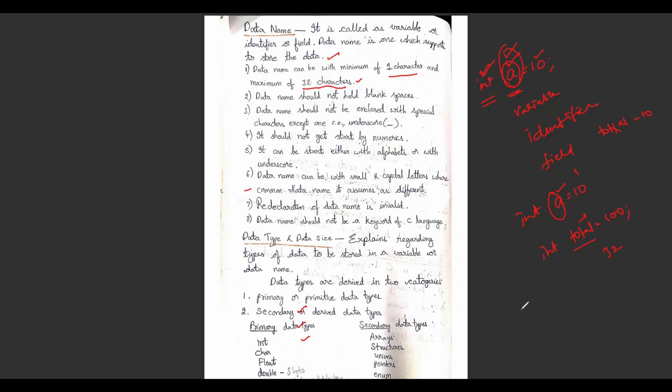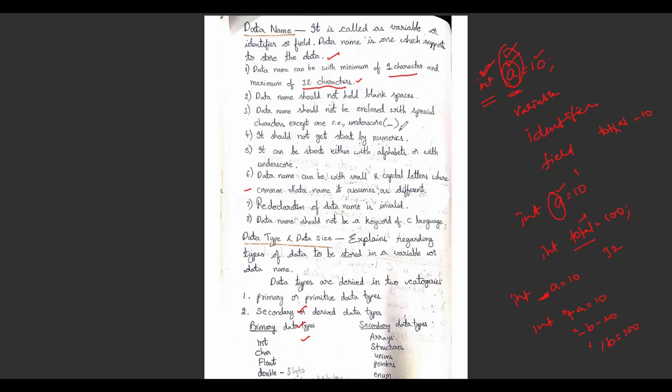Next, data name should not begin with special characters except one, that is underscore. You can start your data name like this: int underscore a equals 10. But you can't start with plus a equals 10, or minus b equals 20, or slash b equals 100. So this is invalid. It can only start with an underscore.